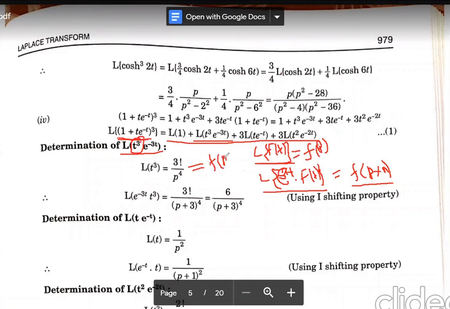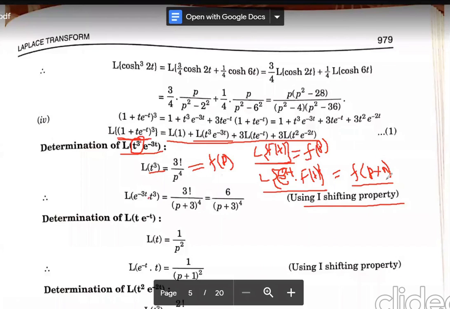F of p, and f of t is what? Your t cube. Then using the first shifting property, what can you write? e to the power minus at into f(t). So e to the power minus a means what? 3. So e to the power minus 3t into what? f(t) is your t cube. This is f(t) into t cube is equal to what?